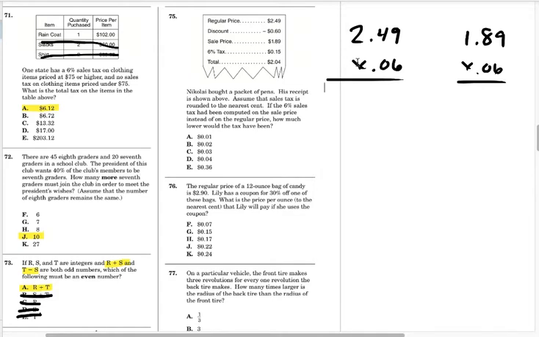I'm going to find that $2.49 times 6% is about 15 cents. And $1.89 times 6% is about 11 cents. Then we just have to find the difference, which is 15 minus 11 is 4 cents. So $0.04, which happens to be D.